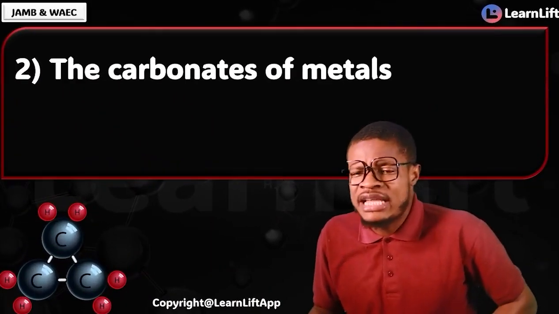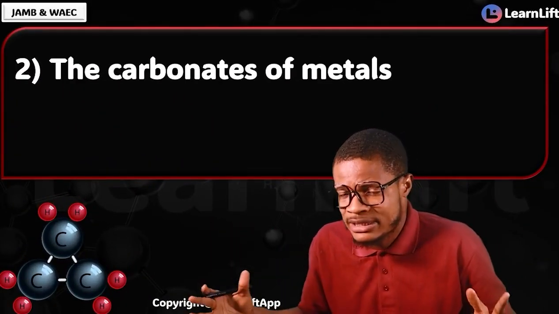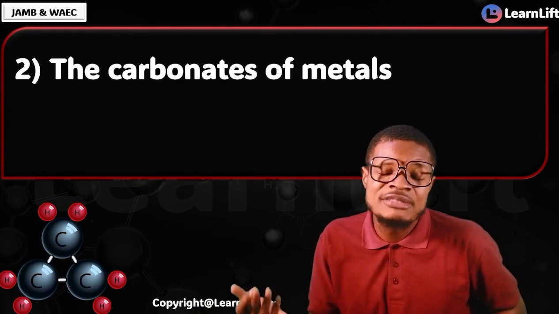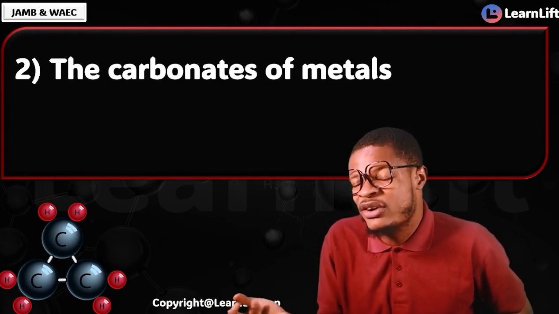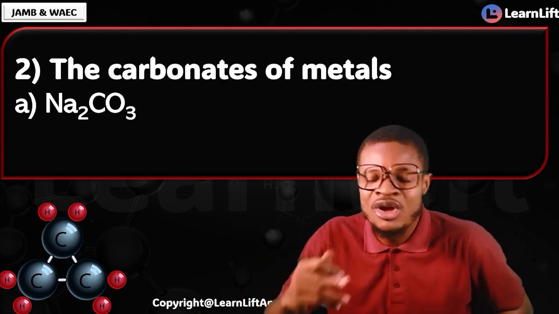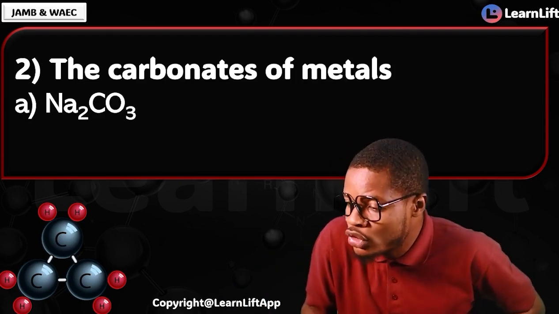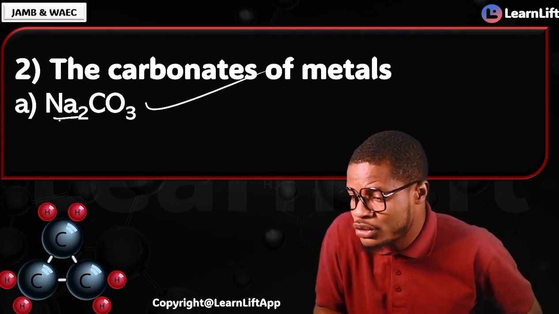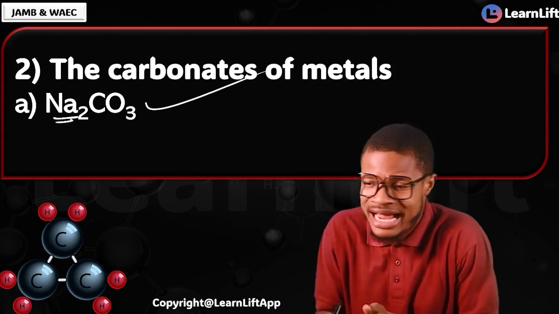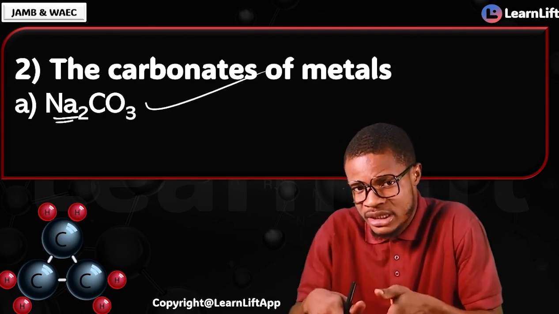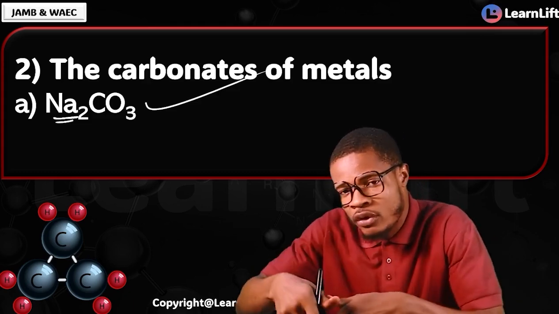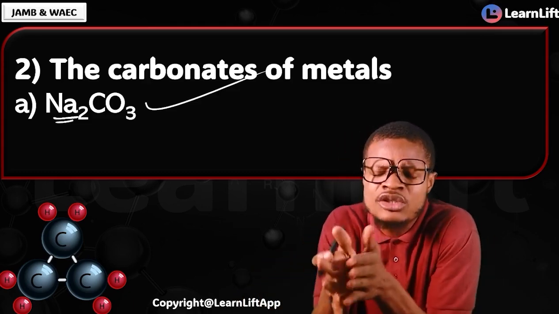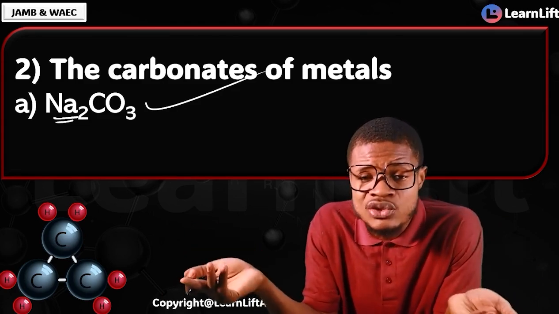Another exception, I told you there are 5, the carbonates of metals. You know that the carbonates majorly usually end with trioxocarbonate IV. A good example is sodium trioxocarbonate IV. So sodium trioxocarbonate IV is a carbonate of metal. What is the metal there? Sodium. CO3 is the carbonate there. That's your sodium trioxocarbonate IV, which is a carbonate of metal. It's not part of the definition of organic chemistry.